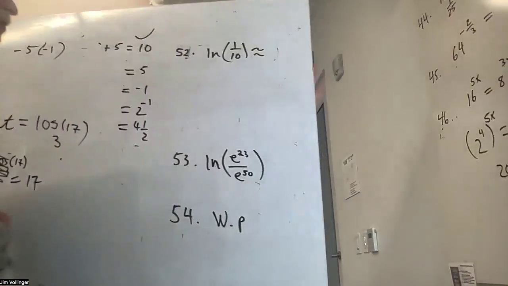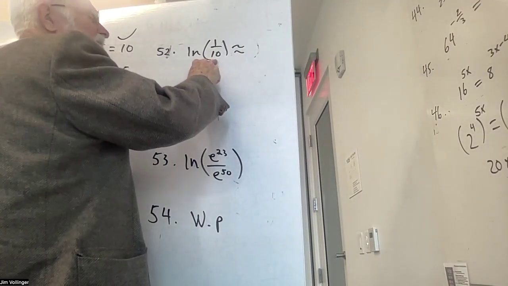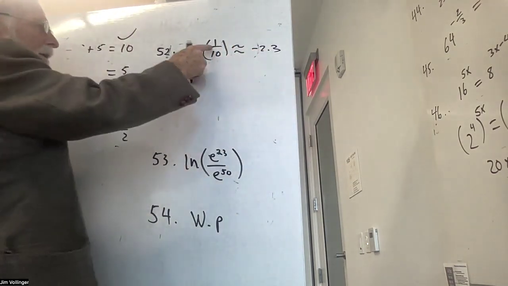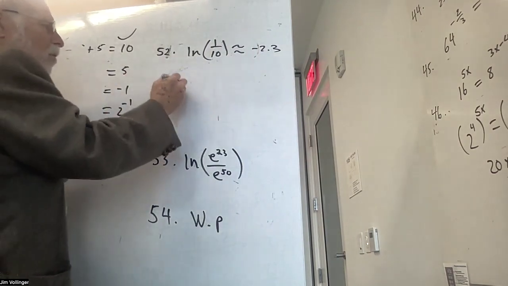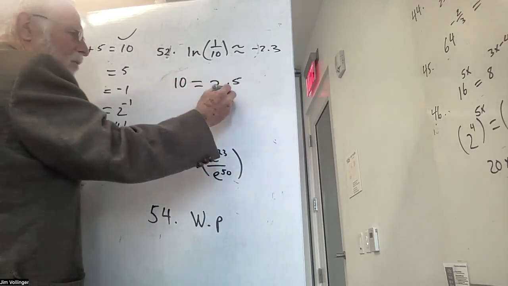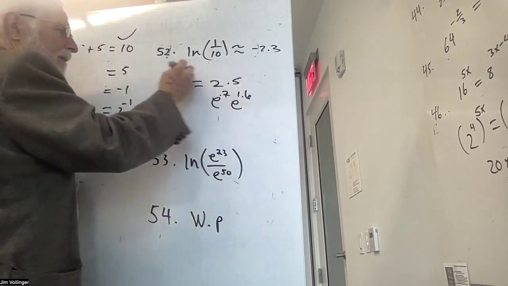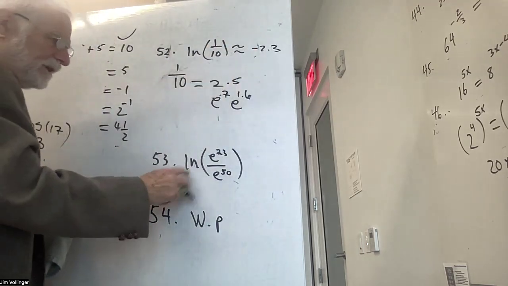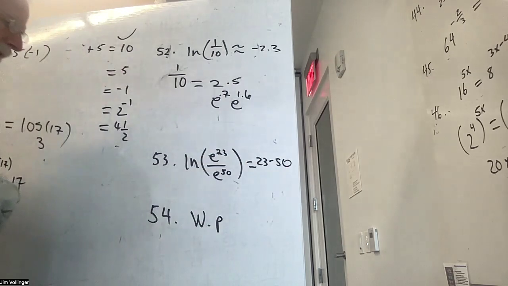ln of 1/10 is approximately, see, 2 times 5.7, 1.6, so -2.3. How did I get that? Well, I know that 1 is e to the 0. Now, I'm not going to do rules of logs yet. Let's just figure out what 10 is in e notation. 2 times 5, e to the 0.7, e to the 1.6. Oh, that's 2.3. And if I put it in the denominator, I show that with a negative sign. What's this answer? 23 minus 50. That's that answer.